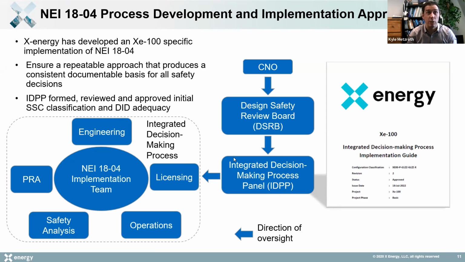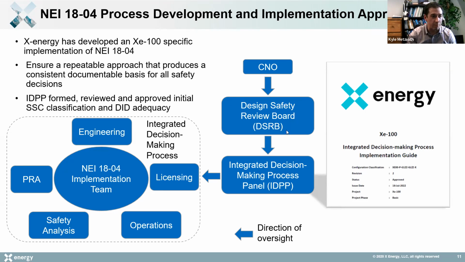We also, at this stage, decided to add another layer. We have what's known as a design safety review board. Most of the people on the IDPP, I would say, are line level people, line level technical people, line level management people. What we wanted to do was create a line to the CNO, right? So that the CNO has oversight over anything that's nuclear safety related. And then also have a board that is representative of more senior technical people, senior management, so that they can be aware of the process and what's going on.